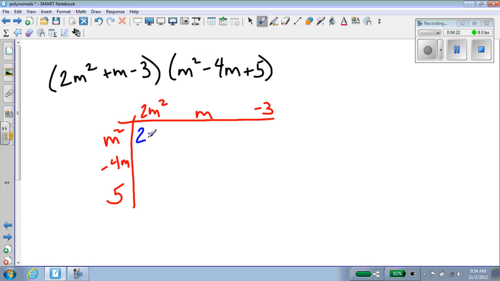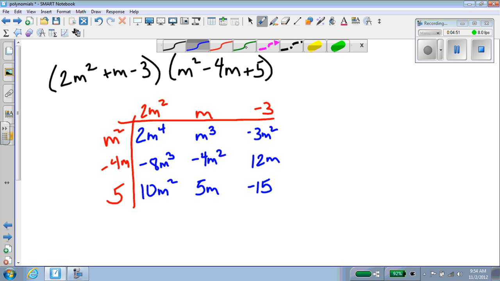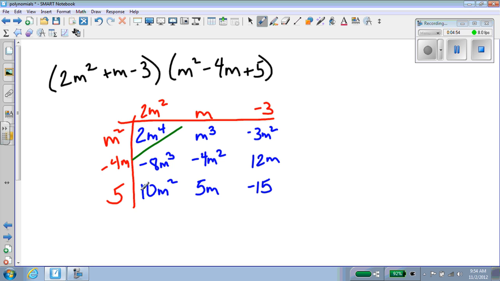So I have 2m to the fourth, I have m to the third, I have -3m squared, I have -8m to the third, I have -4m squared, and I have positive 12m. I have 10m squared. I have 5m. I have -15. Let's go for yet another color. And we'll notice that on the diagonals, I have my like terms.